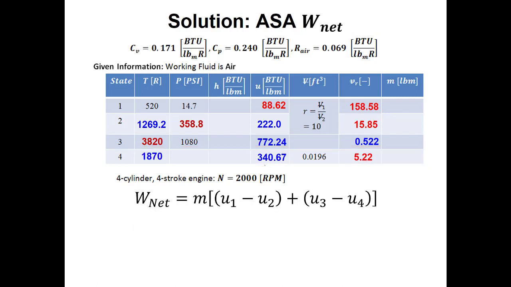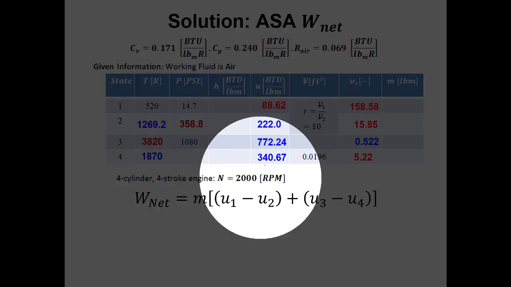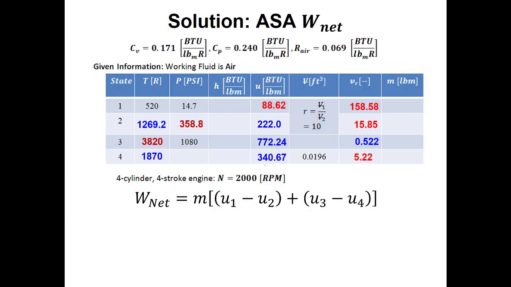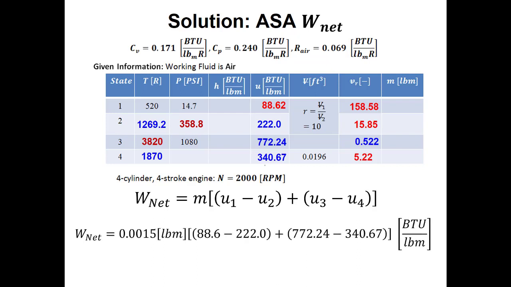So now I know all those specific internal energies. Because I know all the specific internal energies and I found the mass, I can find the net work. And the net work was the only thing I didn't know in my net power calculation. So here, I go in, I check my units, right? I put some stuff into my calculator and I find that the net work is 0.4472 BTU.